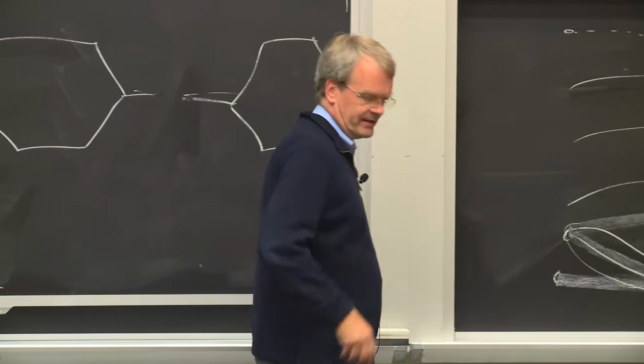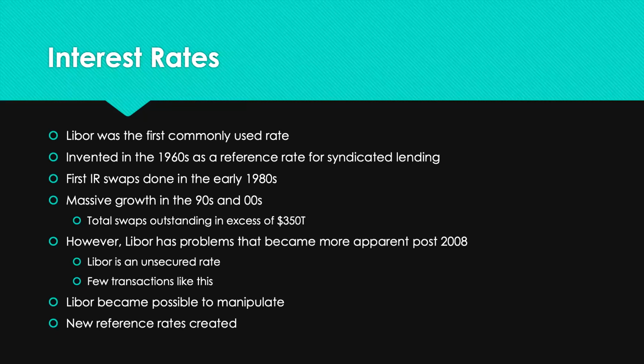Okay. Going back a little bit in history, you may or may not have heard of Libor. Probably not, because it now is gone. But this was one of the first really common used rates. It stands for London Interbank Offered Rate. It was developed, I believe, by a Greek guy in the 60s as a method of standardizing syndicated lending in London.